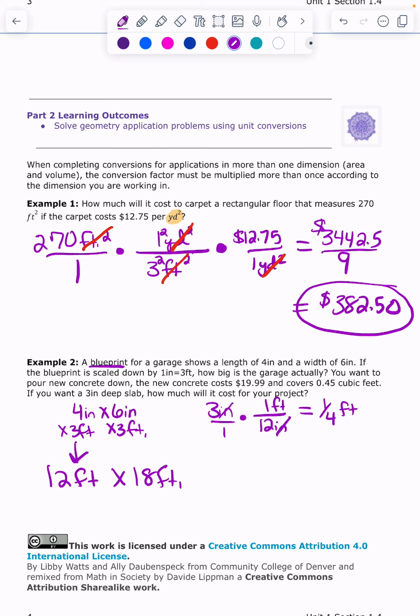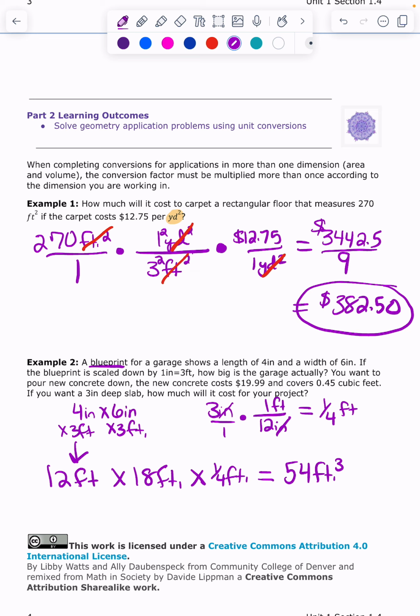So that's the other dimension. So the concrete has to cover the length and the width, but also it's 3 inches deep. So you need to multiply by the 3 inches, which is actually 1/4 of a foot. And that'll give you your area, or your volume actually. So if I multiply those 3 numbers together, 12 times 18 times 1/4, I get 54. And now I'm in cubic feet because there's 3 dimensions. There's length, width, and depth.